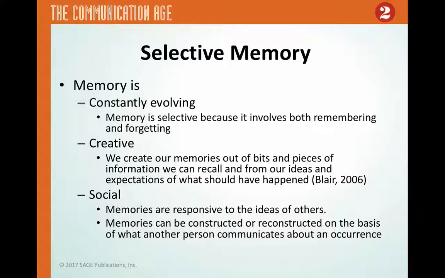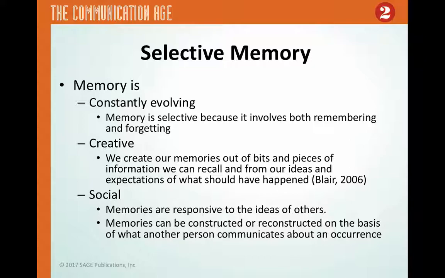All right, so one of the key things with memory and the way that we define it, the way we're operationalizing it, is it's not just about how much you can remember, but a lot of what we forget informs how we make decisions based on memory. It's creative. We create our memories out of bits and pieces of information we can recall and form ideas and expectations out of what should have happened. So our memories, most of the time, are not the full, objective, detailed version of exactly what happened, but more of this puzzle that we've pieced together and made work for us. And it's become this frame of reference that we use. It's social.